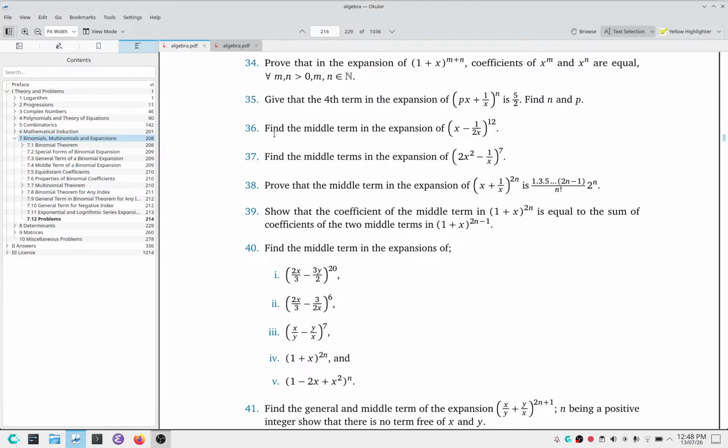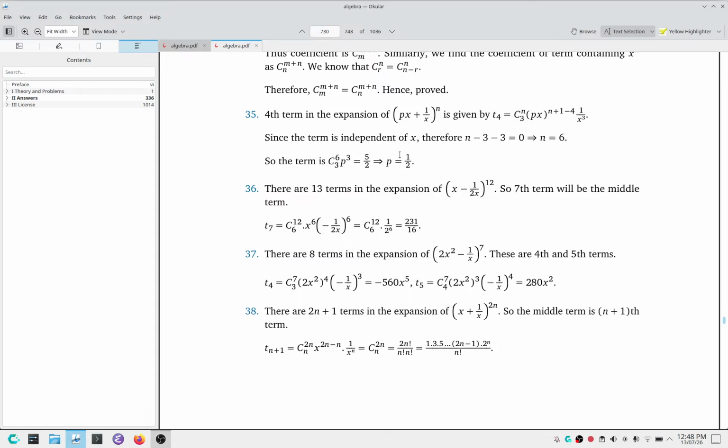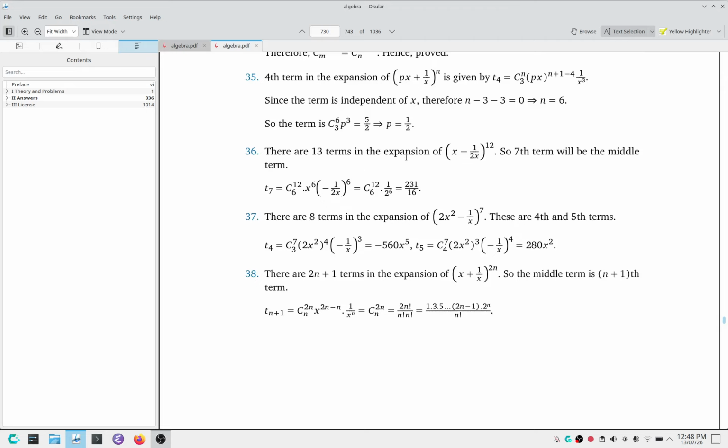Question 36 says: find the middle term in the expansion of (x minus 1 upon 2x) raised to the power 12. There will be 13 terms in the expansion, so the 7th will be the middle. The 7th term is given by 12C6 x raised to the power 6 times (minus 1 upon 2x) raised to the power 6. The powers of x will cancel out and we will have 12C6 times (1 upon 2) raised to the power 6, that is 231 by 16.